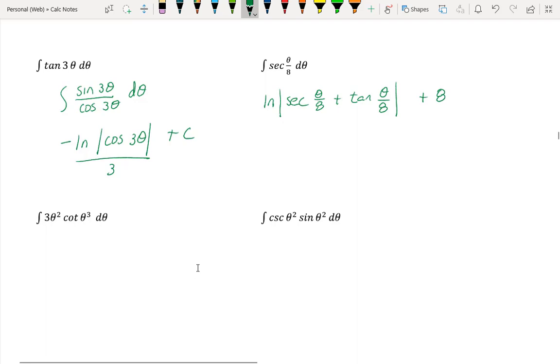But then I need to think about this, because if I were to take the derivative of this, I would end up with a 1/8. So I'm going to need to multiply this by 8 as well to cancel out the derivative of theta over 8.